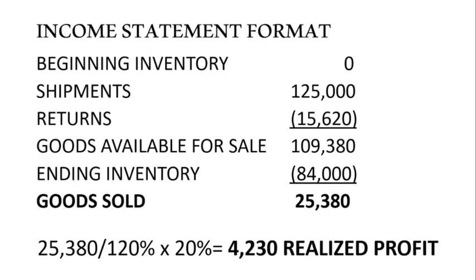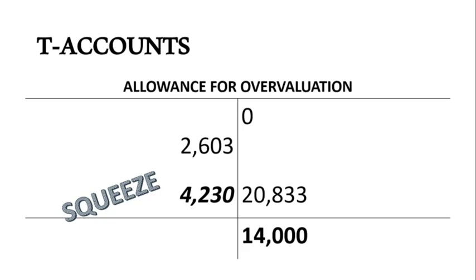Is the amount familiar to you? Yes, because this 4,230 is the same amount that we have squeezed using your T accounts. And so therefore, whether you use the T accounts or whether you use the income statement format, we will come up with the same realized profit.